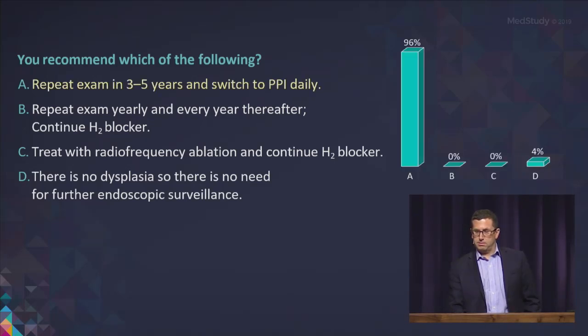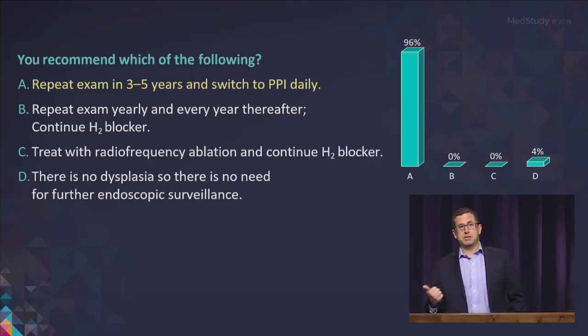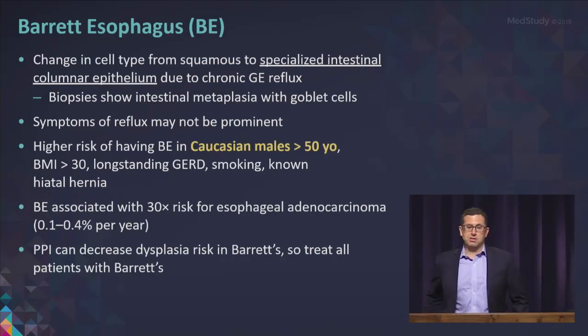All right, let's see. Great, everyone got that. So obviously you need to follow these patients, and the guidelines are to repeat it in 3 to 5 years. If there is dysplasia, it may have to be done earlier. And the other issue is you want to put the person on a PPI because that could actually decrease the risk of dysplasia going forward. So, Barrett's esophagus.